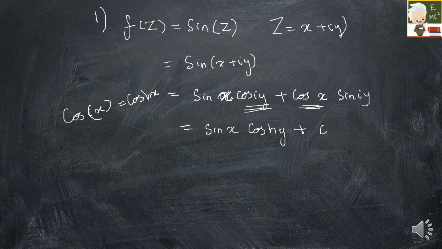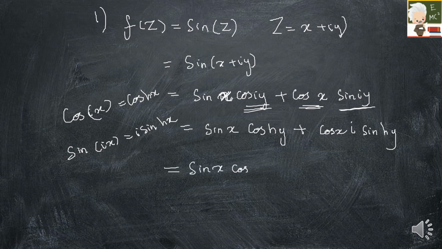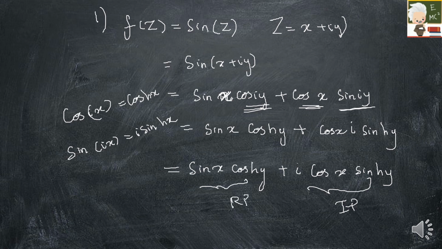So this will be cos x only, and instead of sine iy, sine of ix is nothing but i sine hyperbolic x. So this would become i into sine hyperbolic y. So finally, sine x cos hyperbolic y plus i into cos x sine hyperbolic y. So this is your imaginary part and this is your real part. Okay. So if you have done the previous part, then only you will be getting used to this.